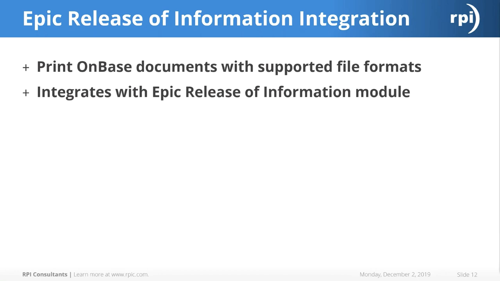Epic Release of Information Integration. The Epic Release of Information Integration allows Epic Hyperspace users to print OnBase documents with supported file formats using the Release of Information screen. So when your staff is releasing a set of documents, they are able to attach the OnBase documents within that packet to send out for release.